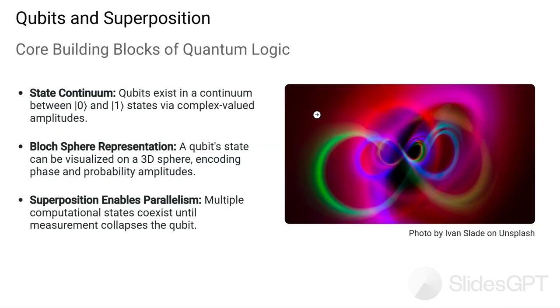A qubit isn't limited to just a 0 or 1, it can be both at once, thanks to superposition. Think of it like spinning a coin until it lands, it's not just heads or tails, it's both. This means a single qubit holds far more information than a classical bit. We use the Bloch sphere to represent all the possible states a qubit can be in. This makes quantum computation incredibly rich in parallelism.